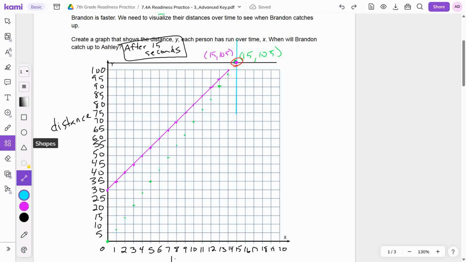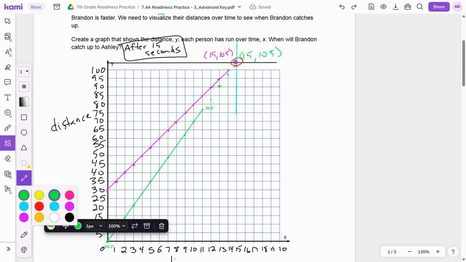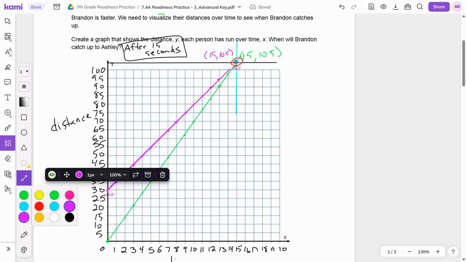So let me draw a straight line here, starting at the origin. I'm going to go all the way up through that point. And then I'm going to extend this purple line that we already have. I just got to make it a little bit farther. And you notice where they touch, that intersection, that is our solution. That is where we can find they catch up to each other.